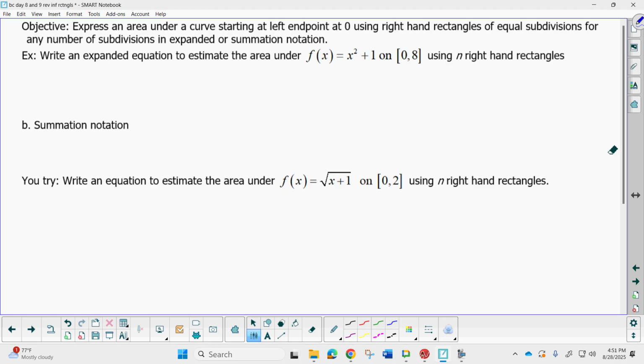So the idea yesterday was trying to estimate area under the curve using rectangles. The general thought is the more rectangles we use, the less error there is. So we're going to work towards trying to get the error down to nothing.